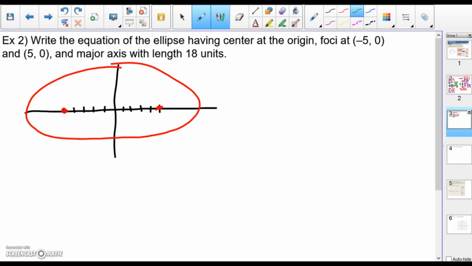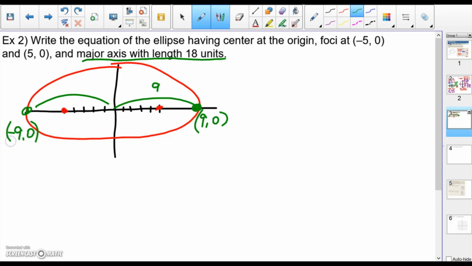So when they say that the major axis has length of 18 units, we'll cut that in half, and that's going to be this length right here, 9. And so I can tell that that's going to be the point (9, 0), and that would be 9 as well. So that's going to be the point (-9, 0). Okay, so we have to write that equation, I guess.